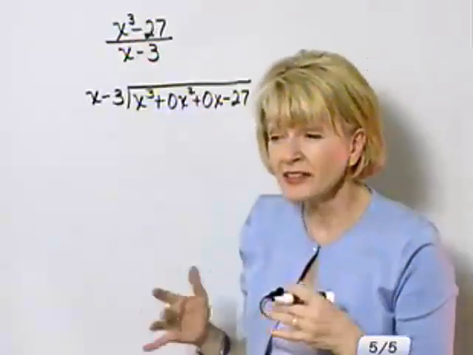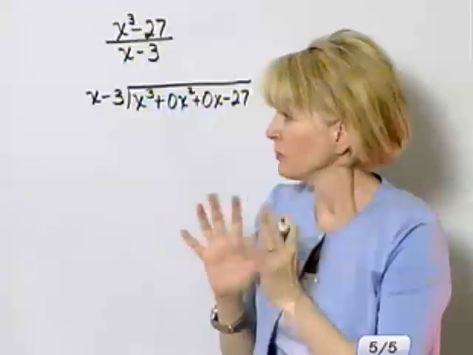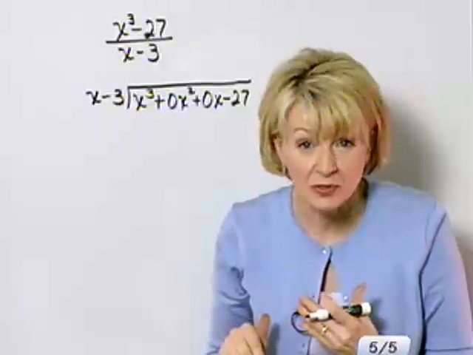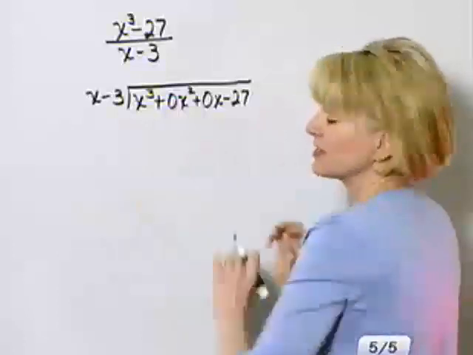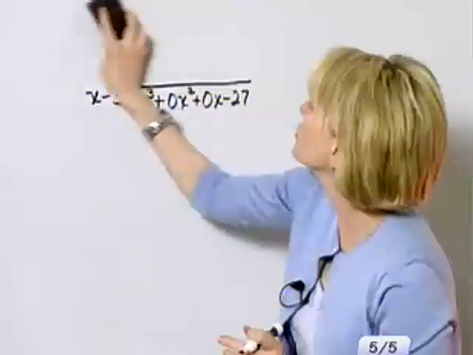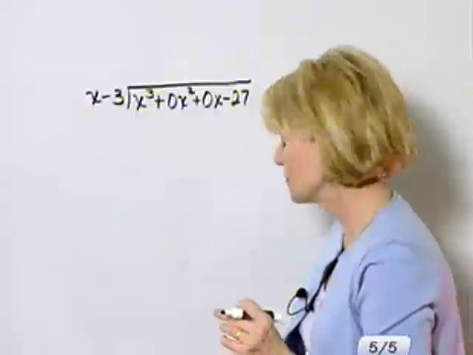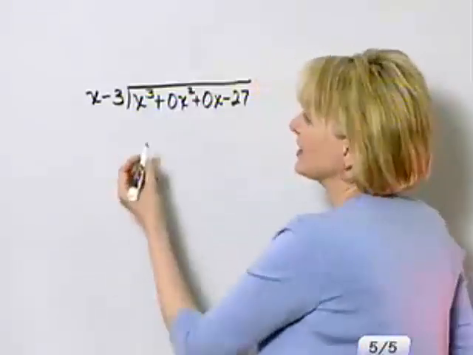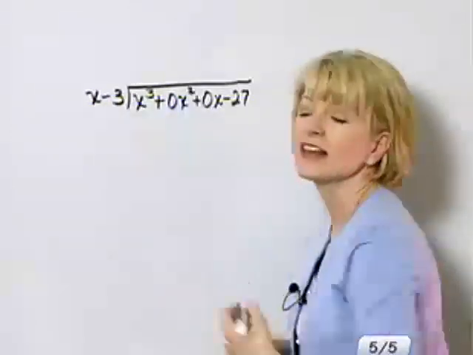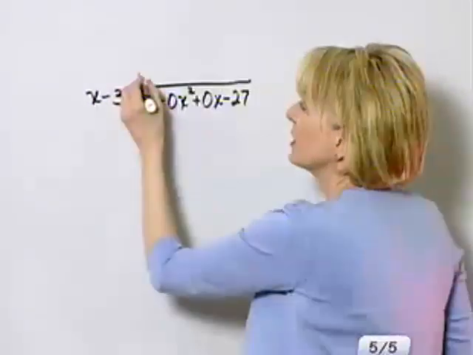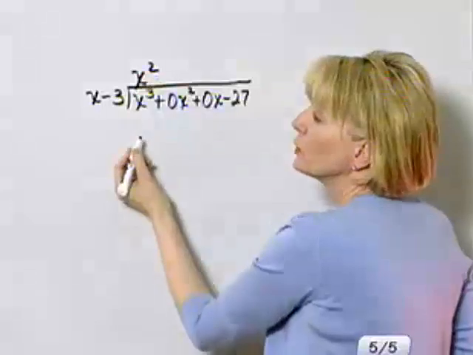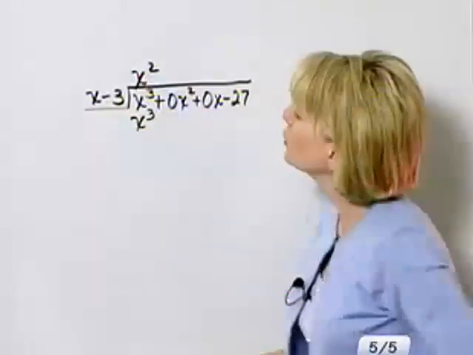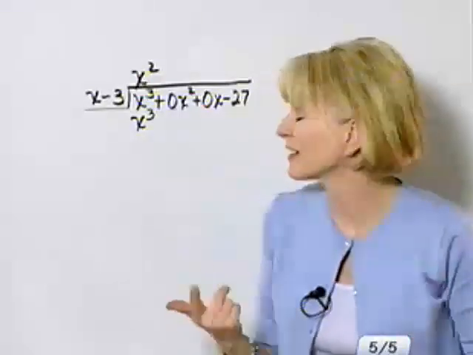Do you have to do this? No, but you've got to be really, really careful with lining up like terms if you do not. All right, so I'm going to suggest you do it this way. Make sure your divisor and your dividend have no missing powers of your variable. Now let's divide. What times x is x cubed? That's x squared. Now we'll multiply. X squared times x is x cubed. X squared times negative 3 is negative 3x squared.